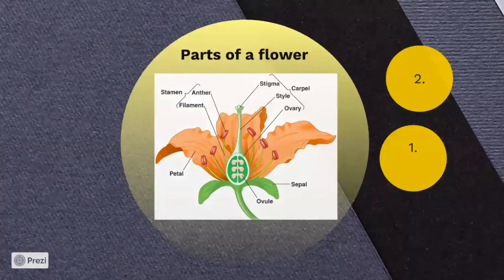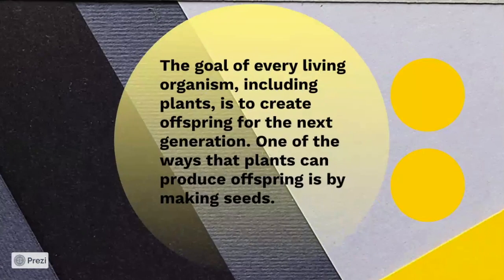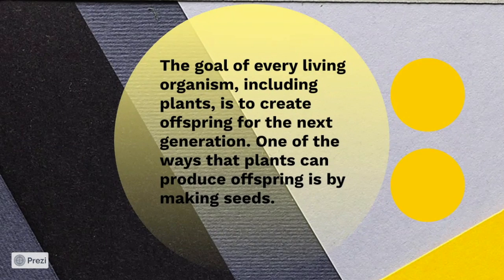Beautiful, beautiful, beautiful. So, since we're talking about the cycle of life, I wanted to restate that the goal of every living thing on this planet, including plants, is to create offspring for the next generation, to create new life for the lives to come. And one of the ways that plants and humans produce offspring is by making seeds.